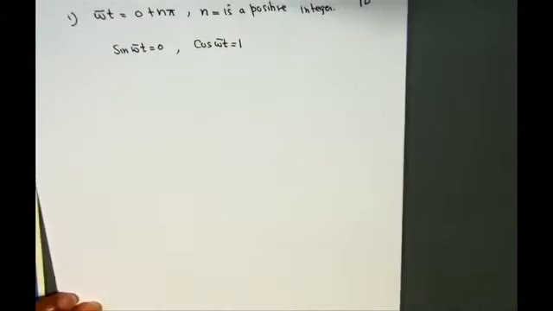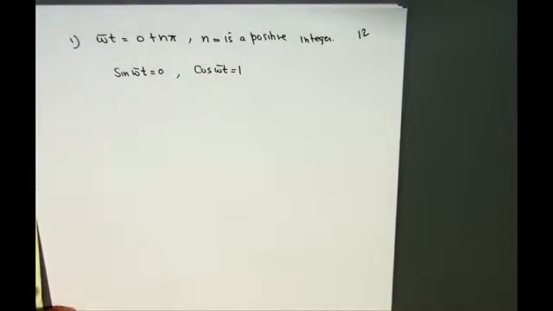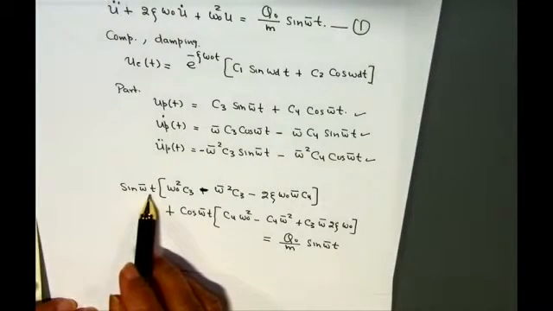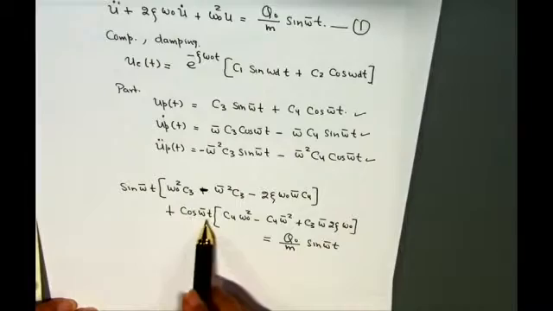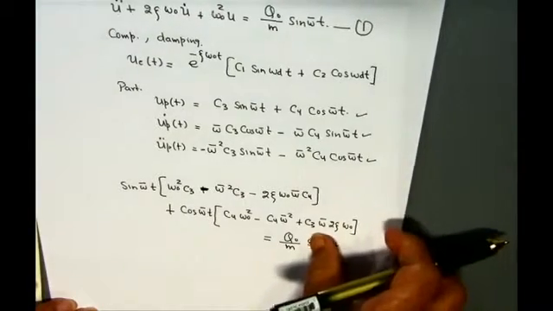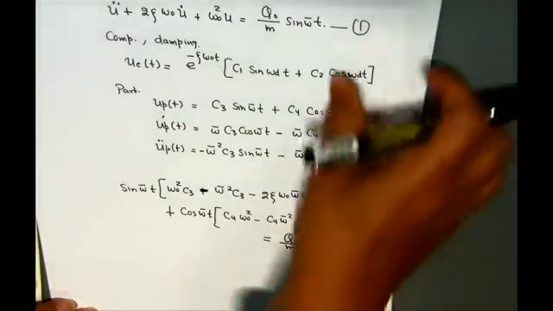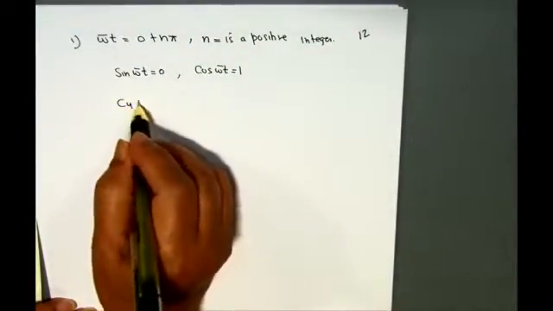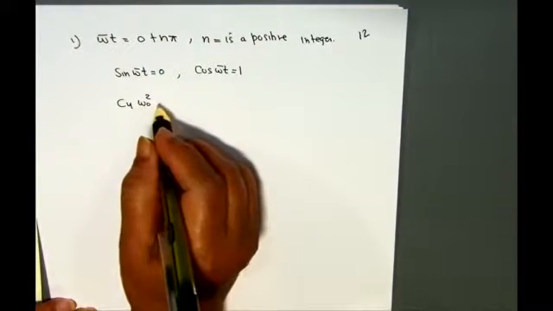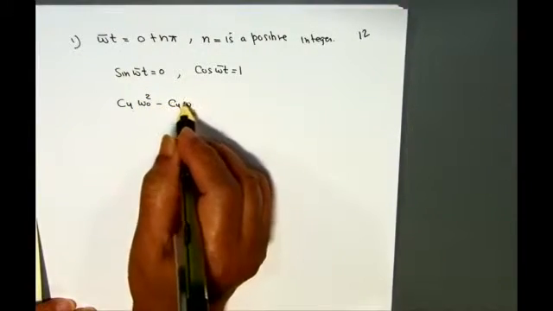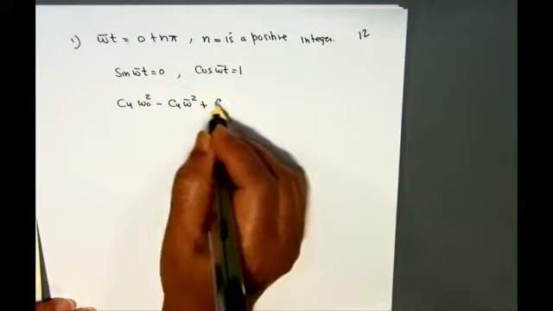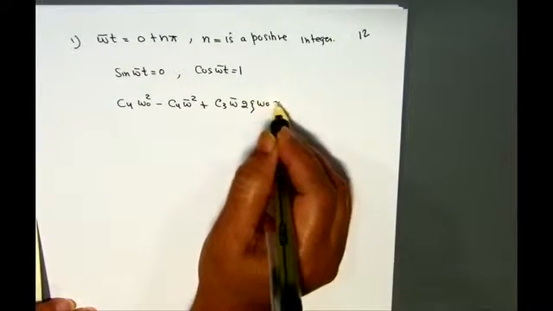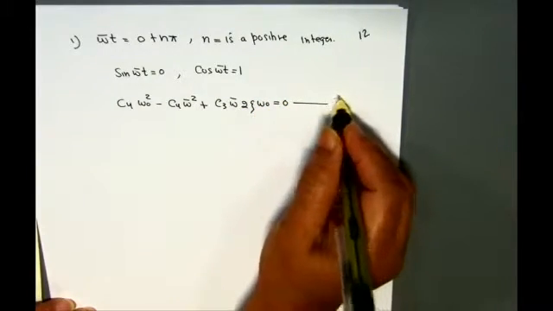So, if we input these values in the equation which we had, sine omega bar t will become 0 and cosine omega bar t becomes 1. Then what happens to the equation? This becomes 0 too, and this equation becomes C4 omega 0 square minus C4 omega bar square plus C3 omega bar 2 zeta omega 0 equal to 0. Let us call that equation 2.